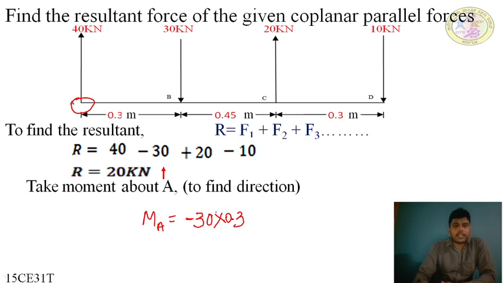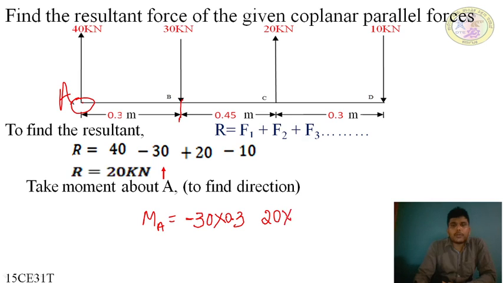I'll explain once again. This is 30 kilonewton. We are taking the moment at point A. Distance from A to B is 0.3 meter. It is the perpendicular distance. 30 into 0.3 is the answer, with a minus sign because it is in the downward direction. Next force is 20 kilonewton.